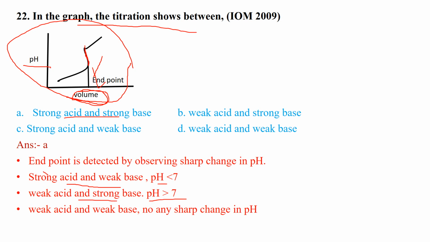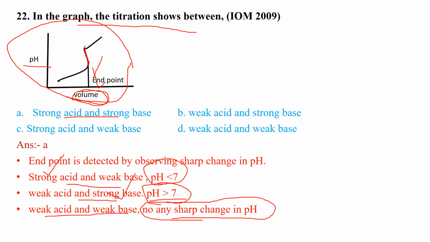Which one is strong? Acid is strong, so pH will be less than 7. Then if base is strong, pH will be greater than 7. In case of weak acid and weak base, no sharp change in pH is found. However, there is a sharp change in pH in the region of pH 7. So the answer will be strong acid and strong base.